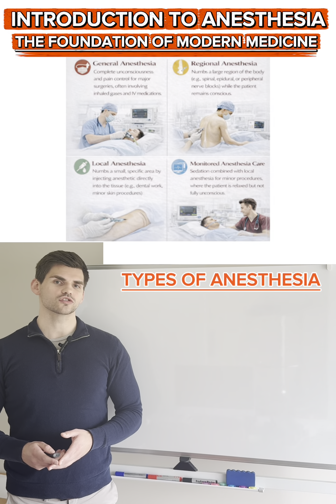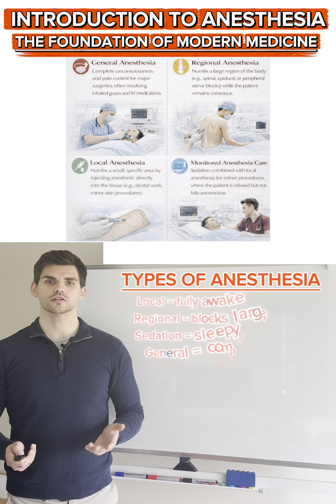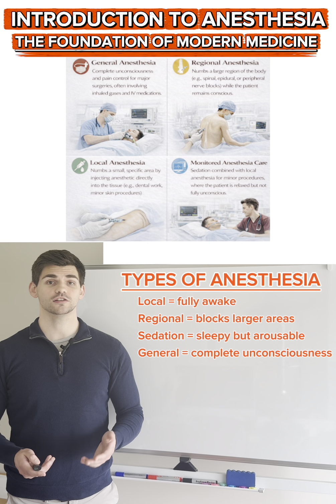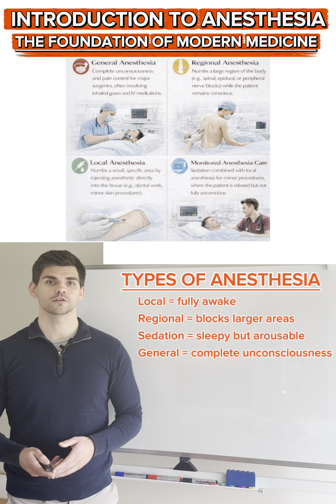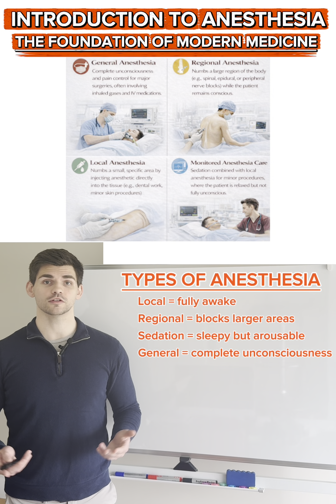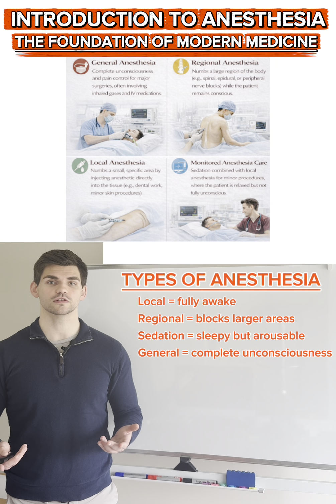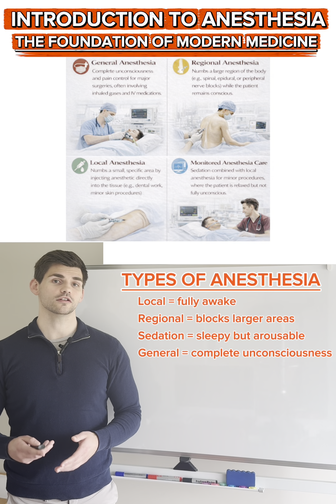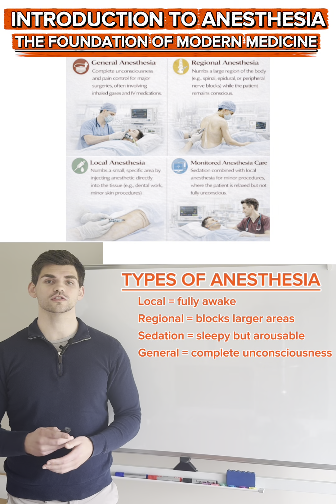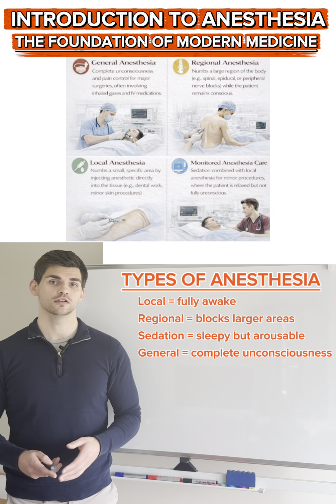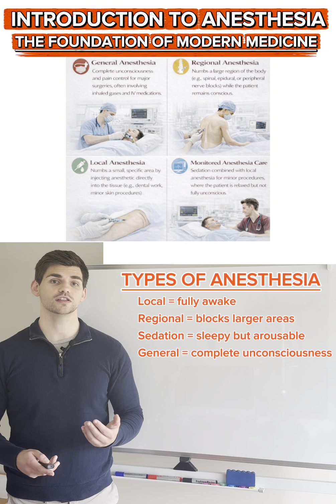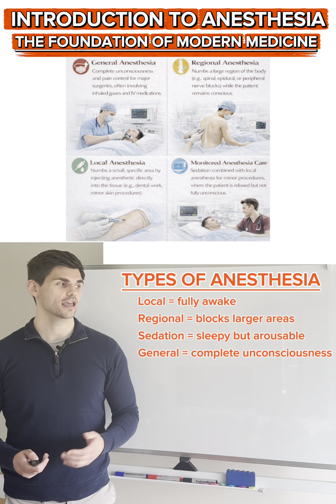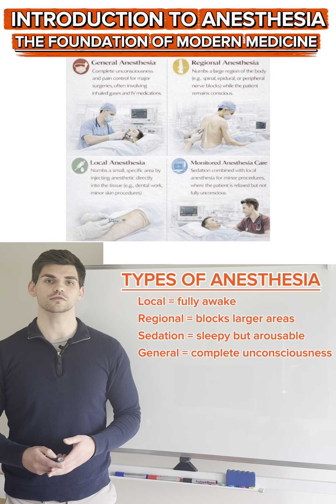Anesthesia exists on a spectrum. Local anesthesia numbs a small area. The patient is fully awake. Regional anesthesia, like spinal or epidural, blocks larger areas of the body. On the other hand, general anesthesia results in complete unconsciousness, requiring airway and physiologic control. And in between, we have sedation.